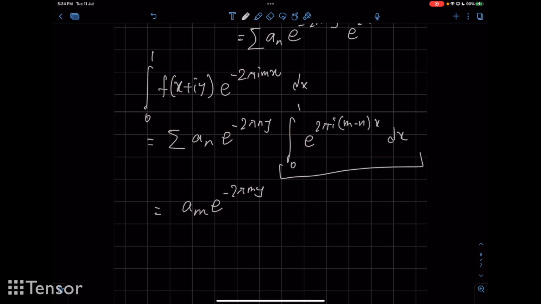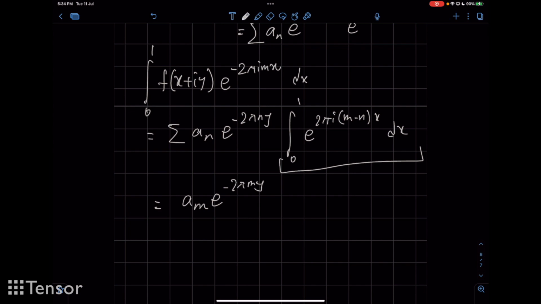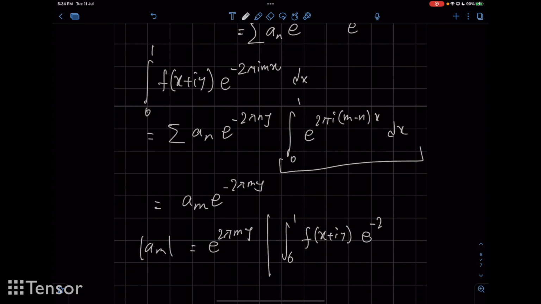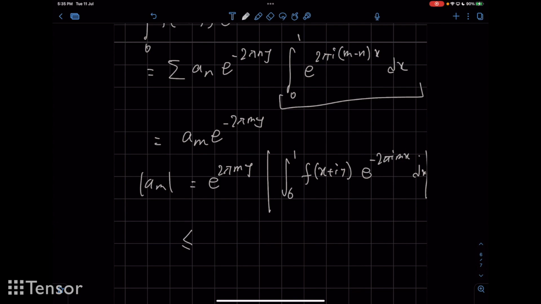Okay, now what? So let's take absolute value on both sides. So a_m is equal to e to the 2 pi m y, integration 0 to 1 of f of x plus iy, e to the negative 2 pi i m x dx. And this is using the triangle inequality. This is smaller than or equal to this f, and the absolute value of this part is 1, right?